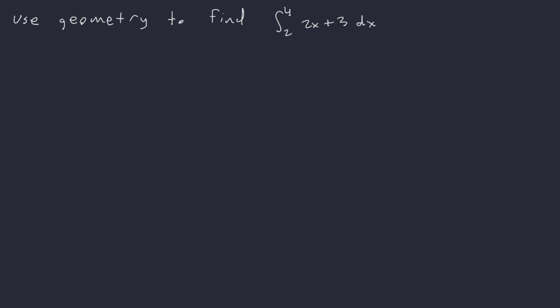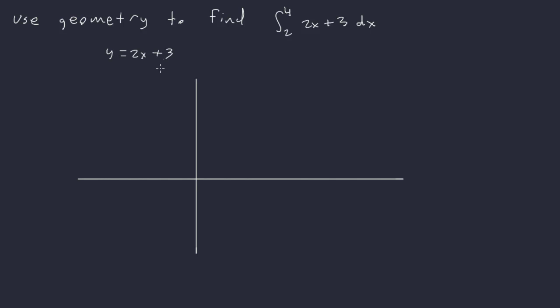All right, so as promised, let's calculate some definite integrals here, and we're going to do so using geometry. And so we're going to use geometry to find the definite integral from 2 to 4 of 2x plus 3 dx. So what do I mean by this? Well, 2x plus 3, or y equals 2x plus 3, is a linear function, right? It has y-intercept 3 and slope 2, right? So if we go over 1, it will go up 2.